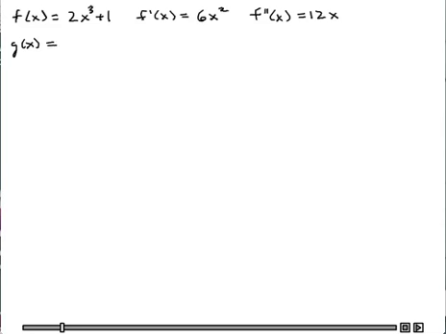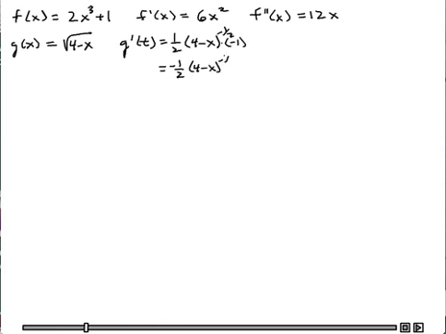Think of something here a little bit more complicated maybe. 4 minus x, the square root of 4 minus x. Taking the derivative of that, I'm going to treat that square root as the 1/2 power. So 1/2 (4 minus x) to the minus 1/2. And then times the derivative of the inner function, which is a minus 1. So that leaves me with minus 1/2 (4 minus x) to the minus 1/2.